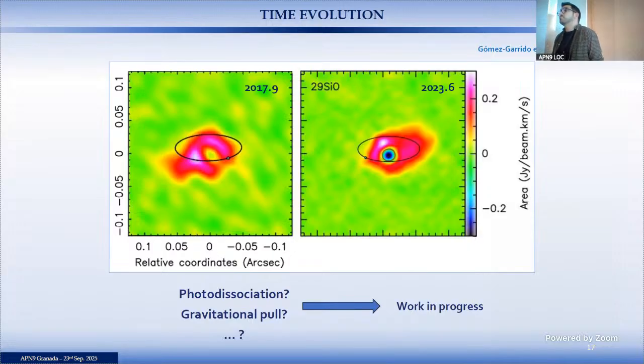This is probably due to photodissociation by the white dwarf or a gravitational pull. We are working on that.